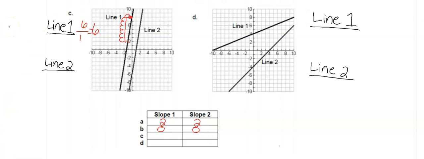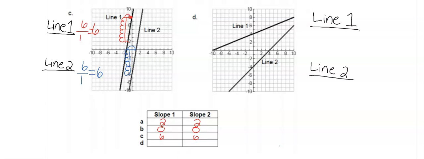And if we look at line 2, we have a perfect mark at our x-intercept that we can use and at our y-intercept. So if we count the rise, it's 1, 2, 3, 4, 5, 6. And the run is 1. So again, we have 6 over 1, which would just be 6. So our slopes that we want to put on our table for C are both 6.